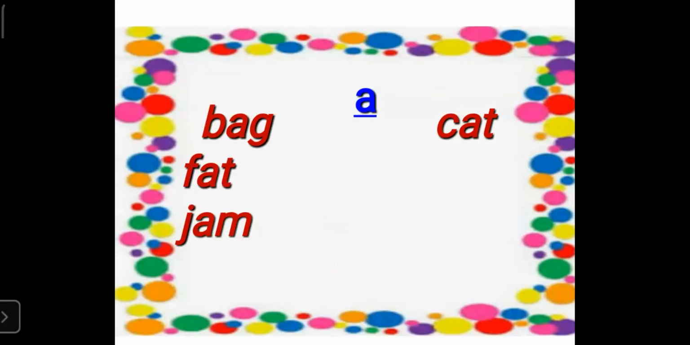So students, what we have learned in this lesson, by adding A in the middle square, the words formed are B-A-G, bag. F-A-T, fat. J-A-M, jam. C-A-T, cat. B-A-G, bag. F-A-T, fat. J-A-M, jam. And C-A-T, cat.